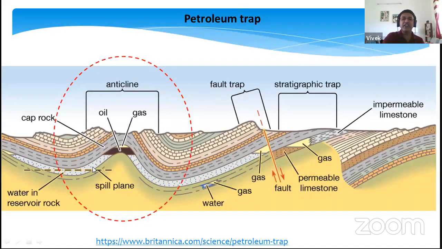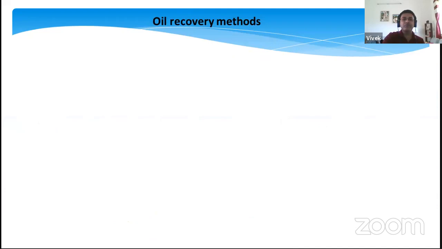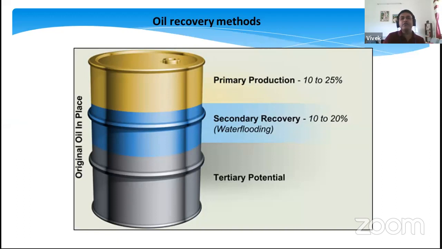And the second type of structure, in which the likelihood for the presence of crude oil is more, is the faulted rock. Again, you can see here the various layers of rocks, one over the other, below which you can find the crude oil and the gas. These two are considered to be the major traps for locating crude oil. And if you look into the different methods currently being adopted to recover this crude oil, you can categorize them into three.